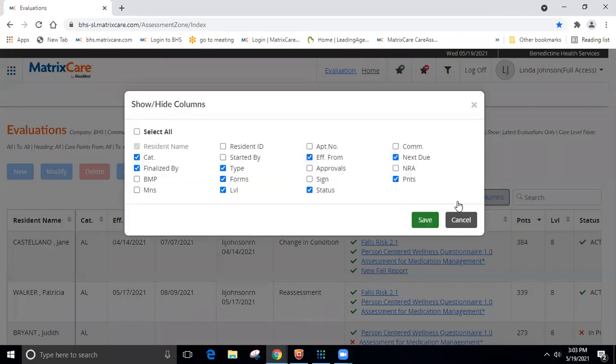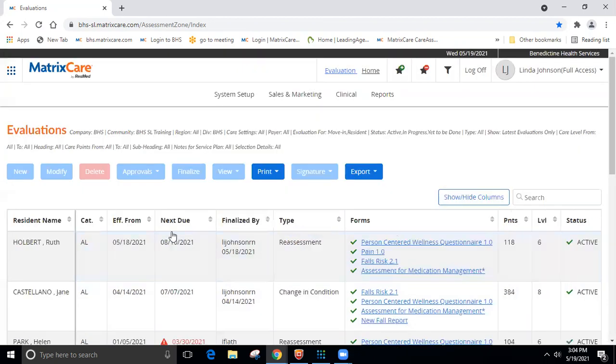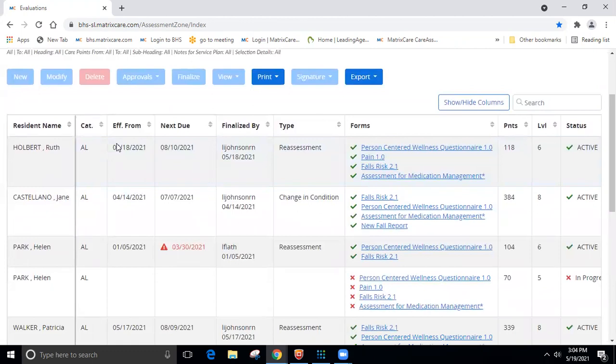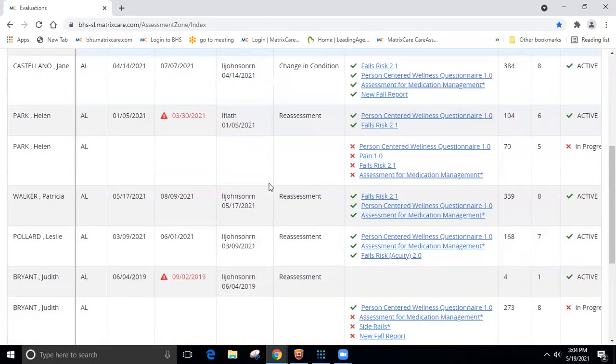I can also go in and show hide columns because there's certain things I don't need to see. We don't need to see approvals and signing. I don't really care for my apartment numbers. I don't really need to see that. I'm only one community, so I don't really need to see a community. And NRA does not pertain to us. BMP and minutes don't pertain to us. So those I can take off. Some people like their apartment numbers, but you can make it to what you want. I just like mine shorter so I can see everything I feel like I need to see.